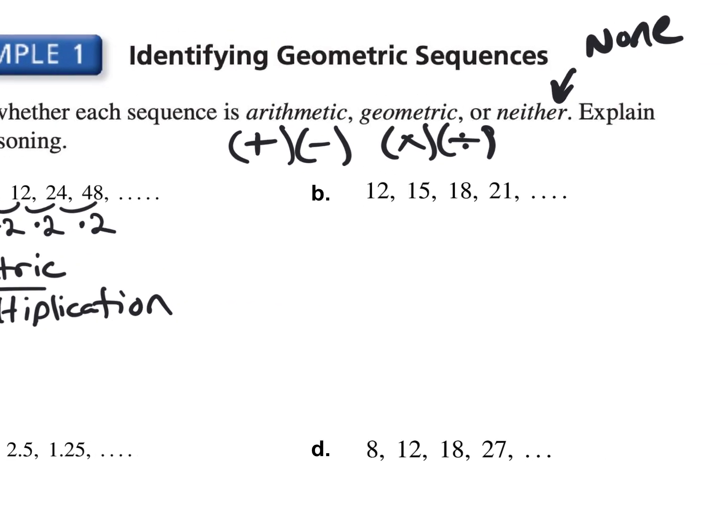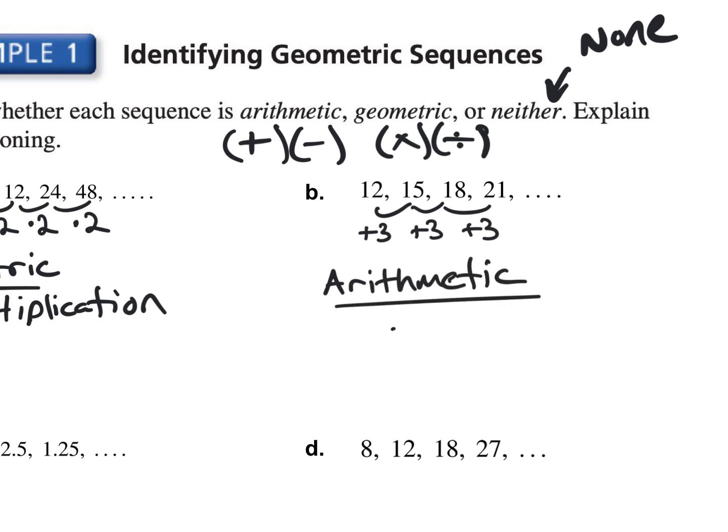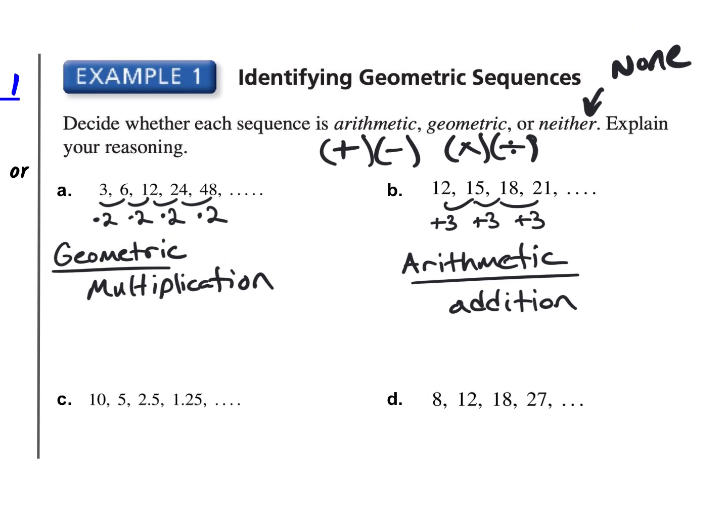Part B, we have the sequence 12, 15, 18, 21, and it would continue going. We're not multiplying, we are adding by 3. And so when we are adding, that's under arithmetic, so this is an arithmetic sequence. Moreover, this is a linear function or linear sequence because it's adding consistently. And we would say we have a common difference.